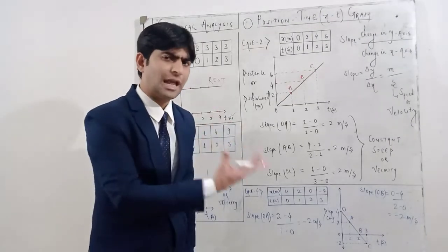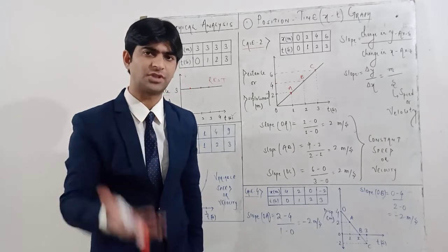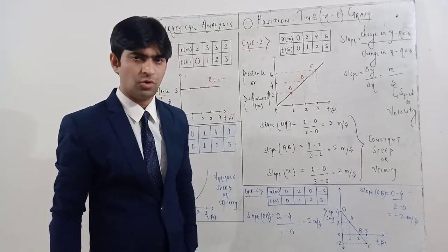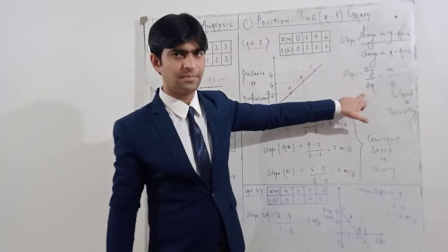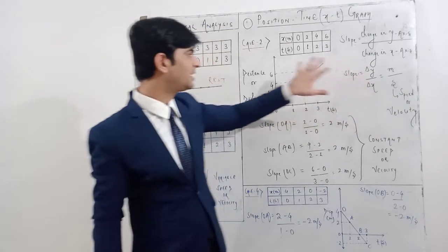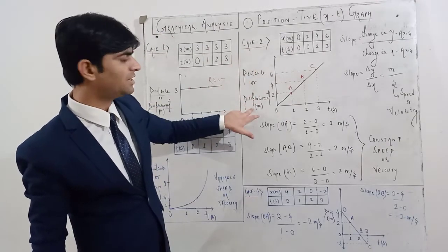Okay, why are we calculating this slope? Maybe this question is striking your mind: why are we calculating this slope? If you see here, slope is equal to del y upon del x, that is, change in y-axis upon change in x-axis. What have we taken on the y-axis? Distance or displacement. What is the SI unit? Meter.